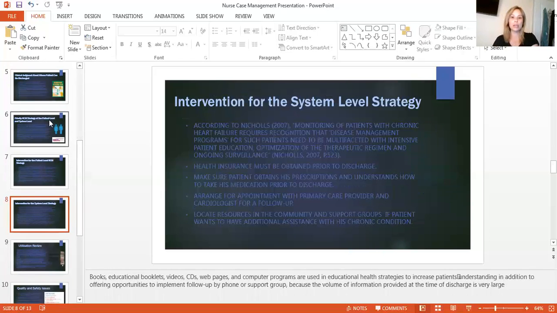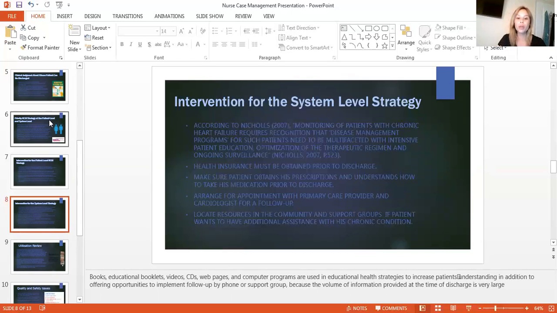So the intervention for the system level strategy, according to Nicholas, monitoring of patients with chronic heart failure requires cognition that disease management programs for such patients need to be multi-faceted with intensive patient education, optimization of therapeutic regime, and ongoing surveillance. So health insurance must be obtained prior to discharge. This is just the main concern for Mr. JC. We want to make sure that the patient is able to obtain his prescriptions and understands how to take them prior to discharge. It's important to arrange an appointment with his primary care provider and a cardiologist for follow-up appointments.